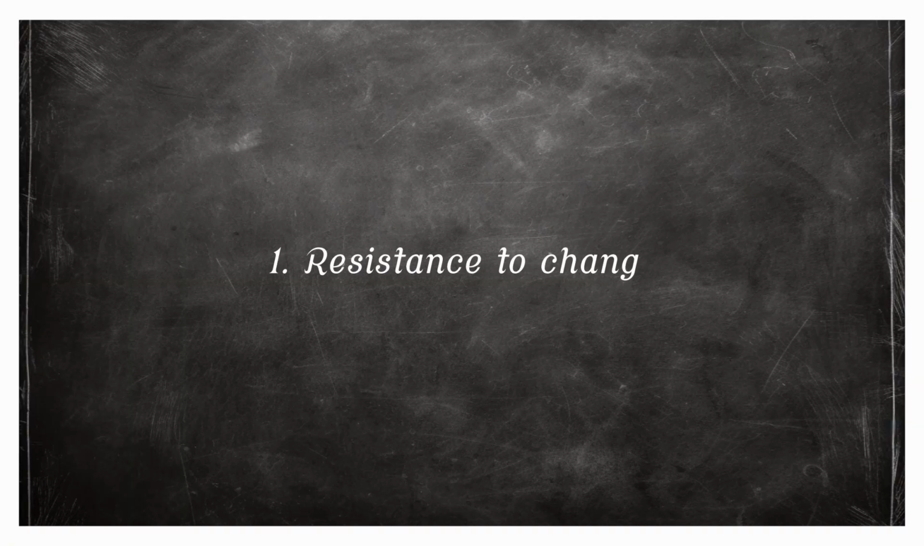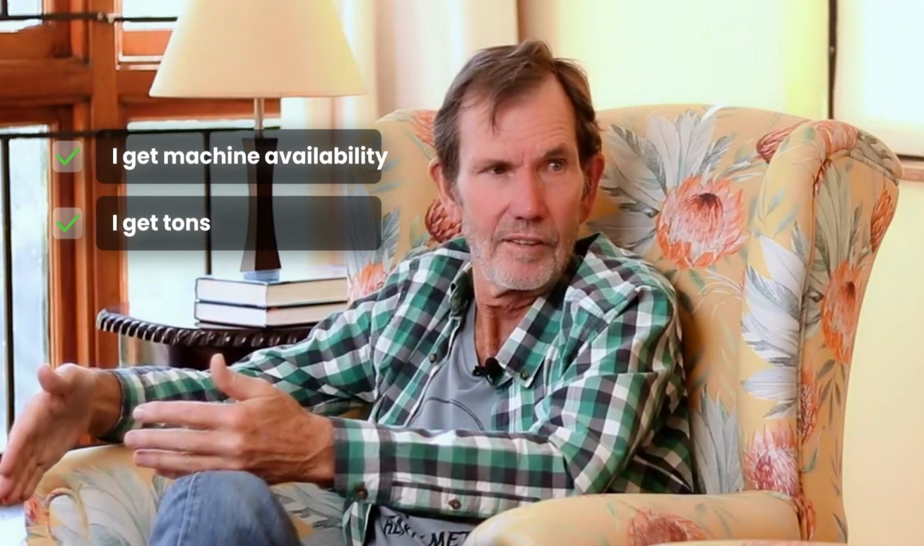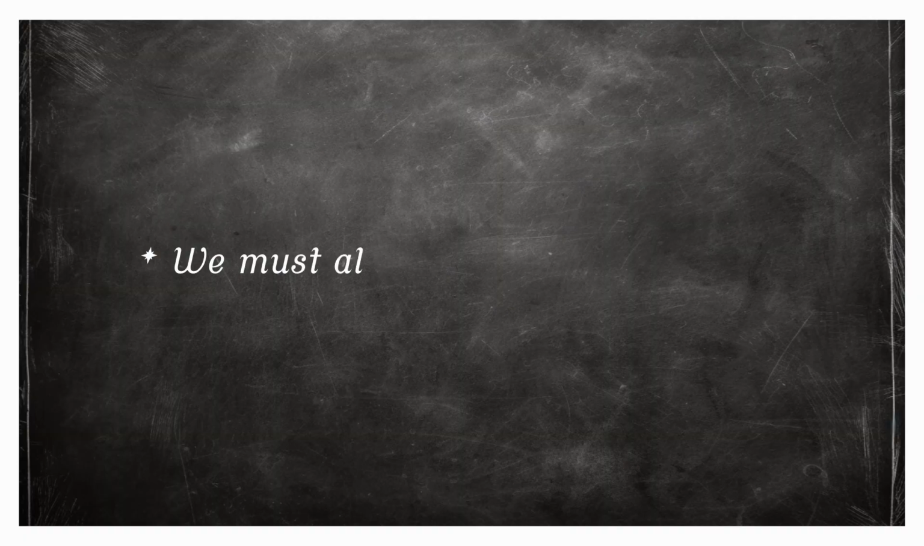There's resistance to change. It's absolutely necessary that we educate up in the organization and down. If you're looking for help, then understand this thing, accept it, and believe in it, and support it. This process must work so I can get availability. I get machine availability, I get tons. I get tons, I meet my objectives to my superiors. And we must all understand in order to help the cake being what we want it to be.